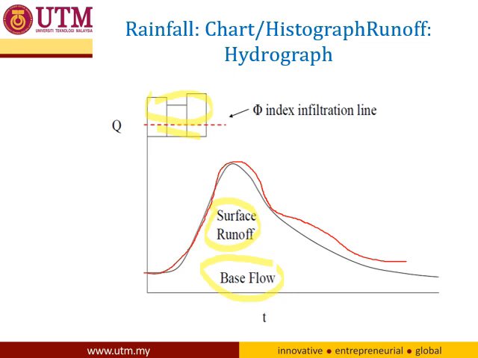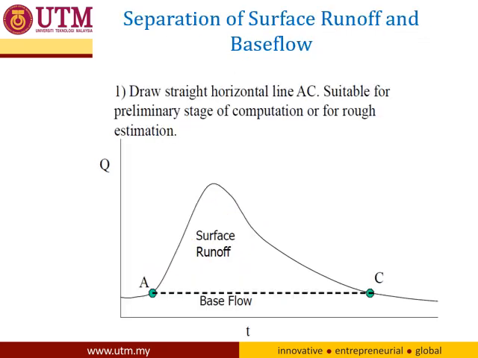Okay, because what we have from the total rainfall is the surface runoff and infiltration, but when we observe the hydrograph, it's the combination of base flow and surface runoff. So we need to know what is the line that separates base flow and surface runoff. Okay, so there are several methods to separate this surface runoff and base flow line.